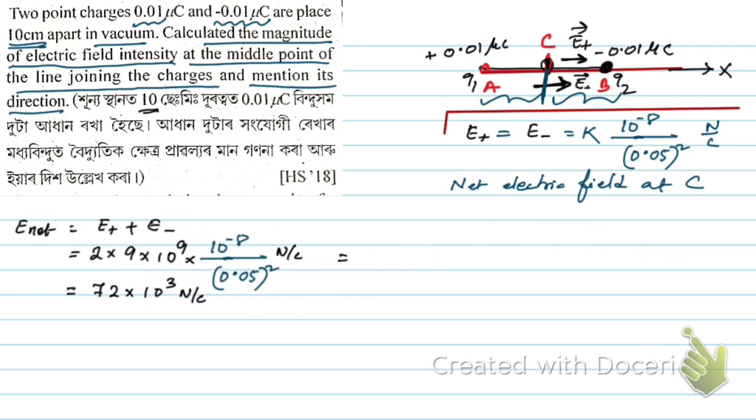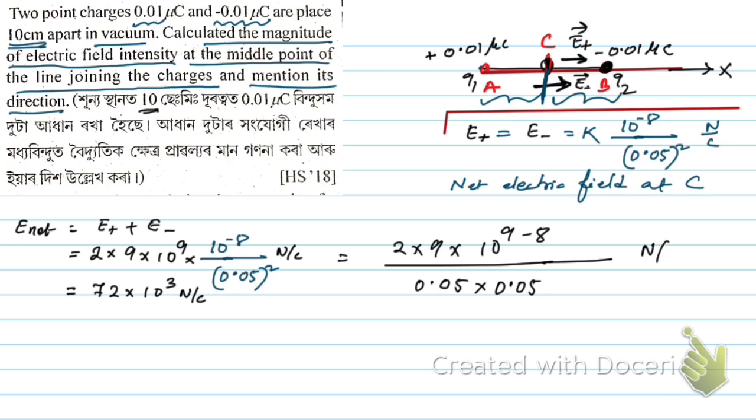So here you see what we're gonna have: 2 into 9 into 10 to the power 9 minus 8 divided by 0.05 square, which means you can write 0.05 into 0.05 Newton per coulomb. Let's remove the decimals from here: before the decimal there are 2 digits each, total 4 digits. So in that case here we should add 4, right? Hope you have understood this, because we had here 0.05 and 0.05.